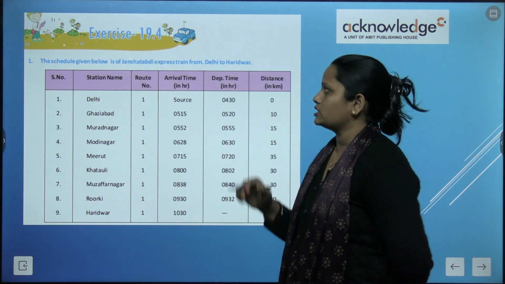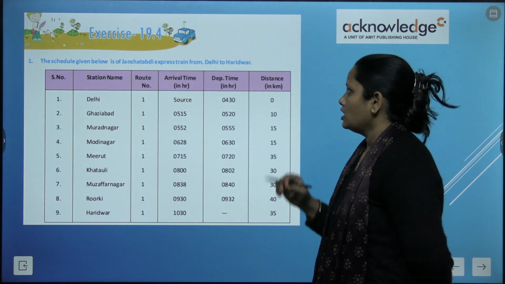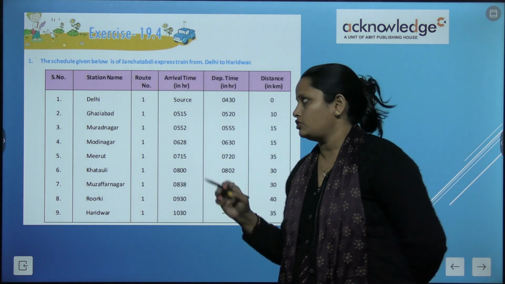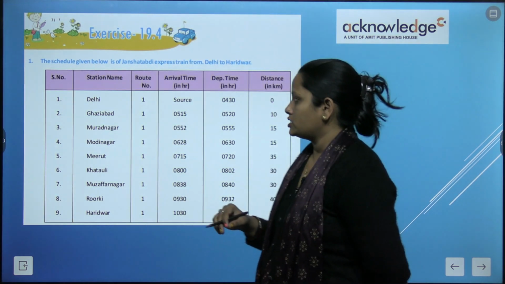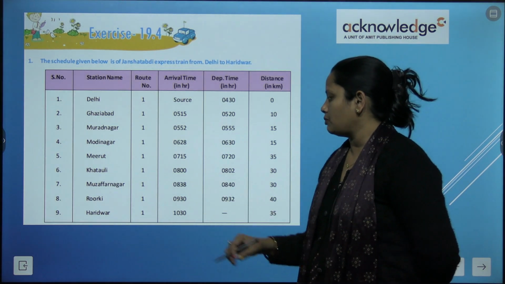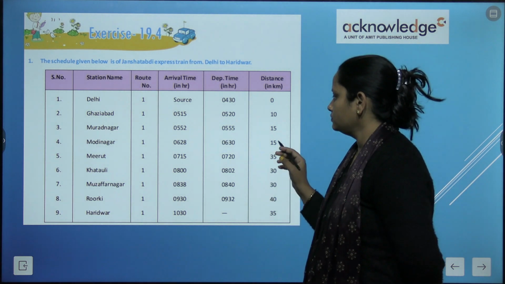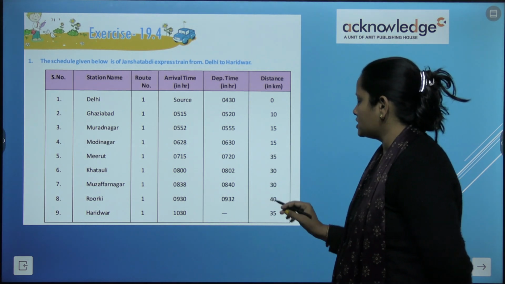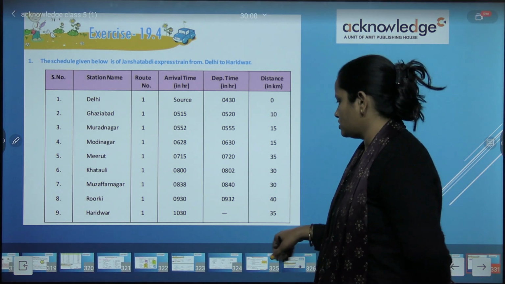Here the schedule is given below of Jan Shatabdi Express train from Delhi to Haridwar. ये ट्रेन जो है दिल्ली से हरिद्वार जा रही है. So this is the schedule given. दिल्ली से ये चली है 4:30 पे और हरिद्वार पहुंची है 10:30 पे. And the total distance is 35 kilometers. So let's see what are the questions.